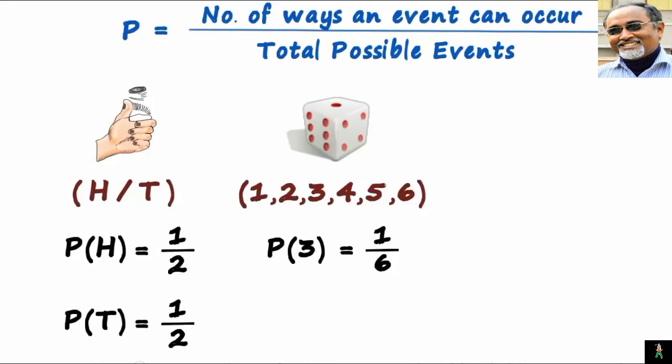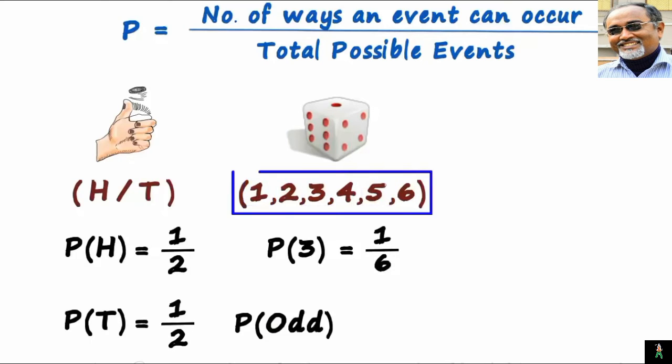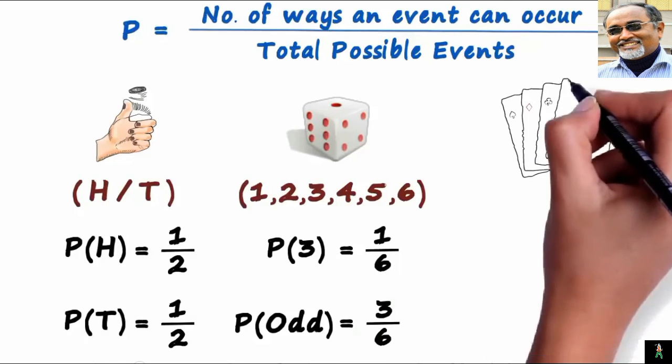Okay, so what would be the probability of getting an odd number at the throw of a fair die? There are 3 ways in which we can get an odd number, and there are a total of 6 possibilities. So the probability of getting an odd number at the throw of a fair die is 3 over 6 or 50%. And the last example is that of a pack of cards.